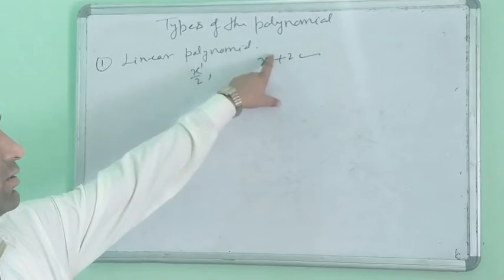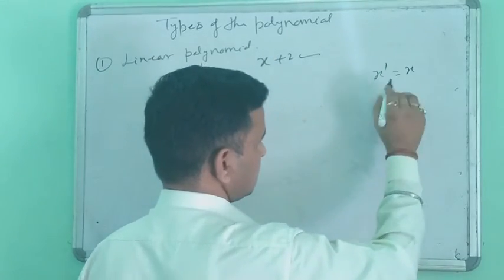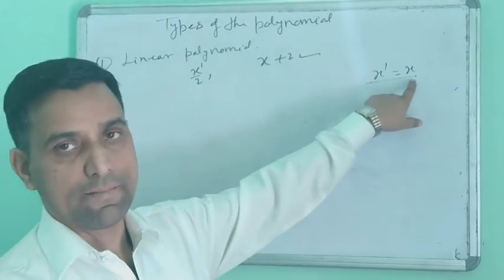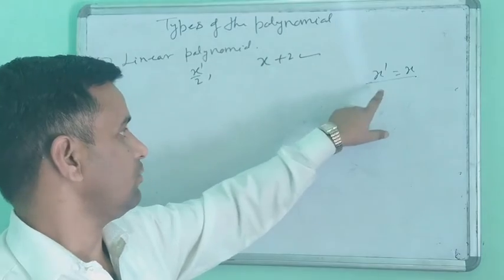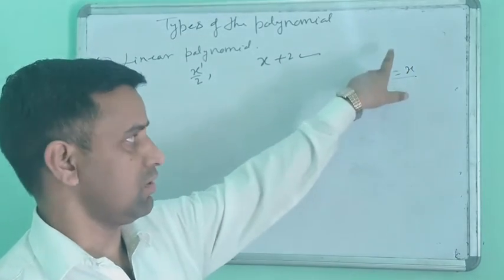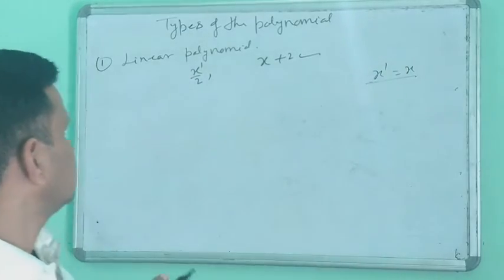Then with exponent 1, suppose you write x exponent 1 equal to x. Both are the same here. Mostly we write it in this form; we do not write x exponent 1. So it is understood that the power of this x is 1.